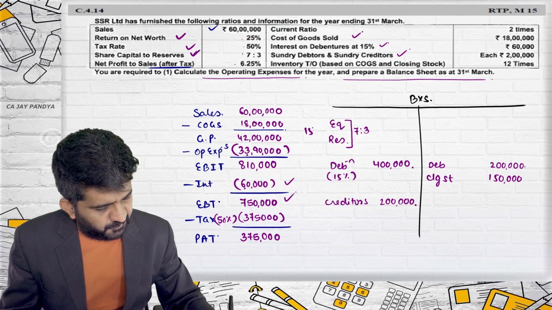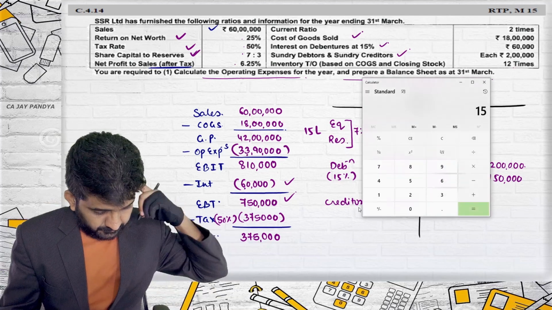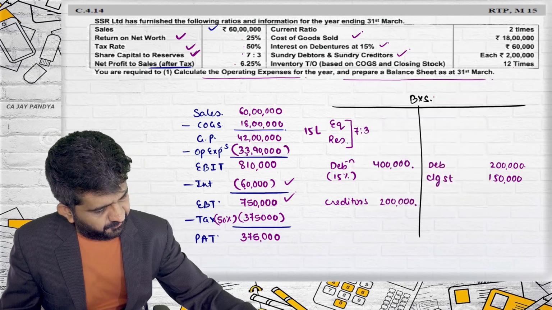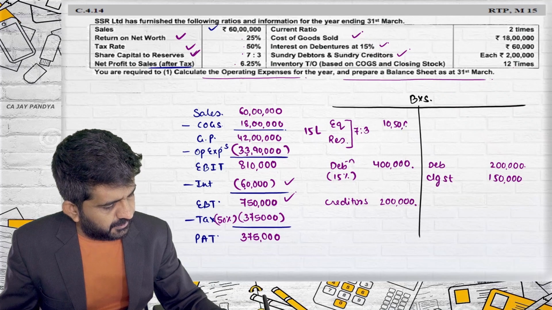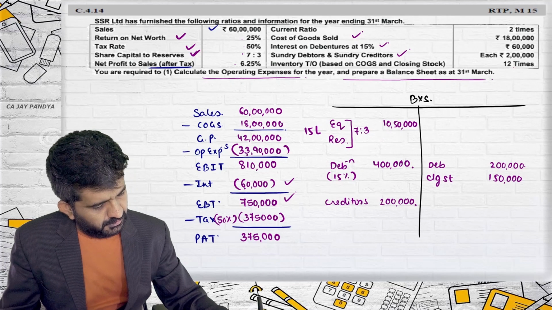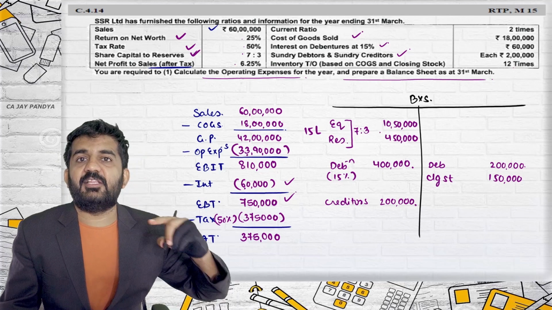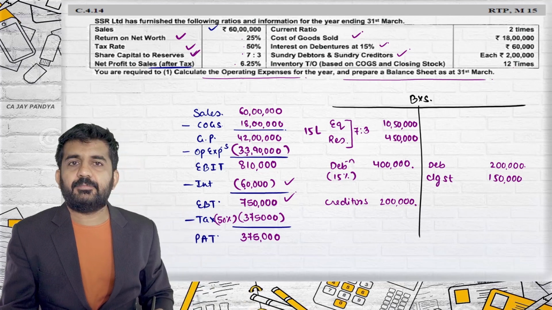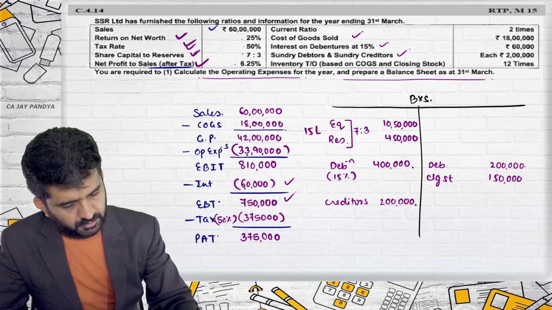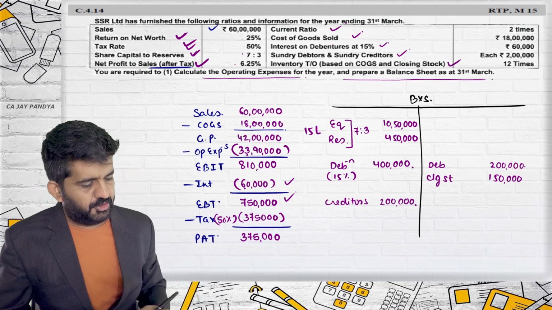This total of 15 lakhs is divided in the ratio of 7:3. So 15 divided by 10 into 7 is 10,50,000, which will be equity share capital. Reserves will be the remaining 4,50,000. So this will be my answer. I have considered the tax rate also, and the inventory turnover ratio also. Only the current ratio is left.